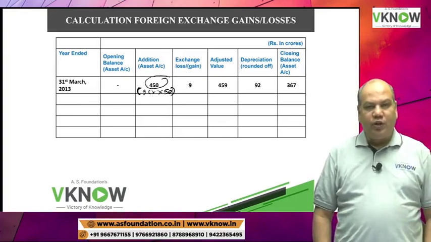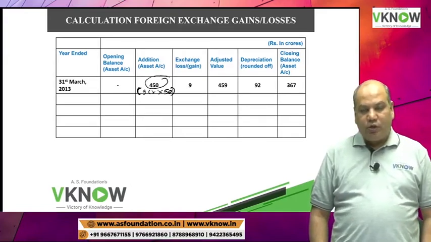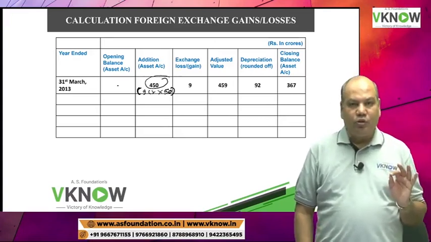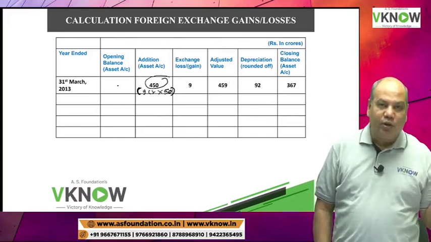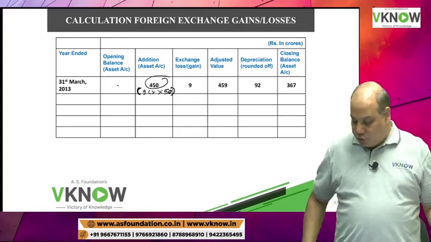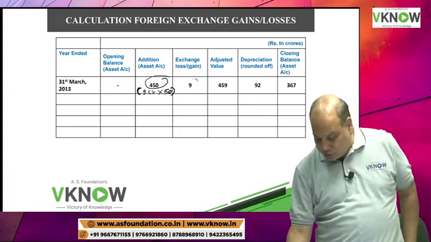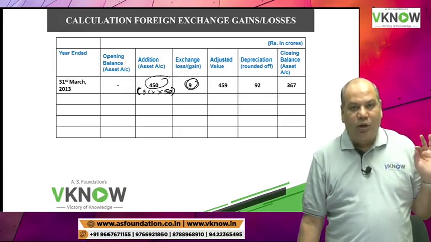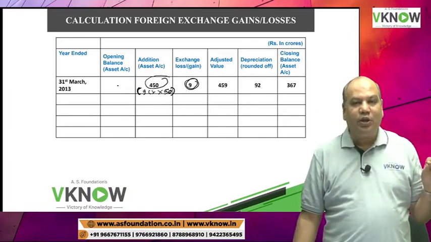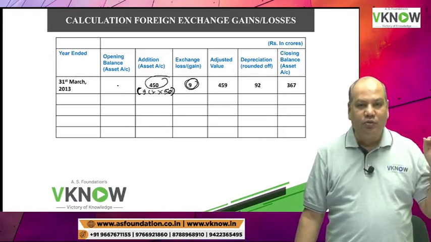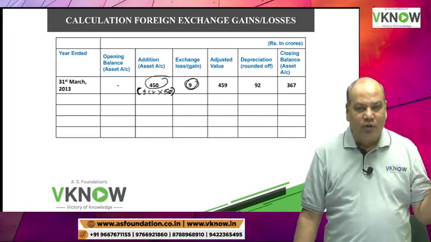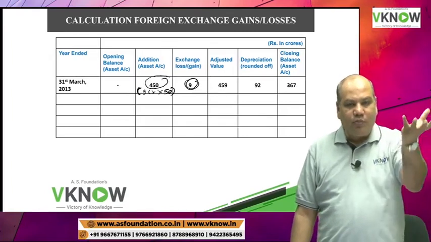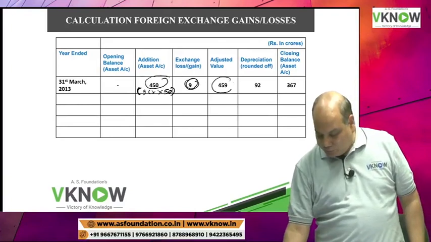450 is the cost of the asset when you purchased it. Then in the first year we have seen there was an exchange loss of 9 crore. Calculation already done in case 1. So now this 9 crore exchange loss, instead of debiting to P&L account, will be debited to the asset account. If you debit the asset account, asset value will go up. So 450 will become 459. 450 plus 9.